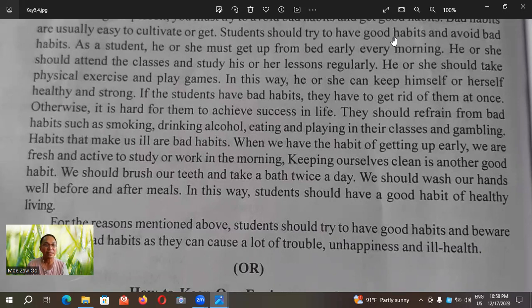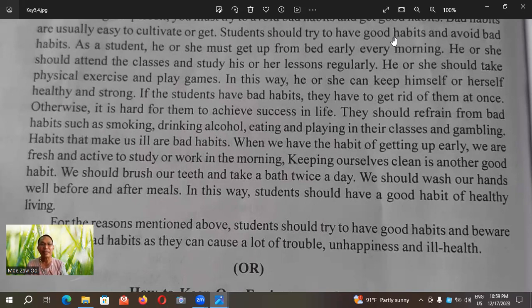If the students have bad habits, they have to get rid of them at once. Otherwise, it's hard for them to achieve success in life. They should refrain from bad habits such as smoking, drinking alcohol, eating and playing in their classes, and gambling. Habits that make us ill are bad habits.